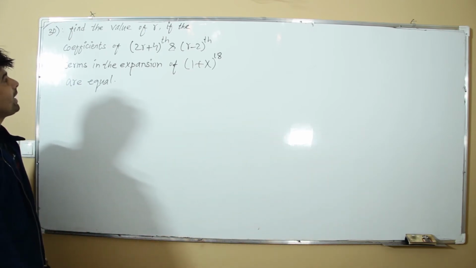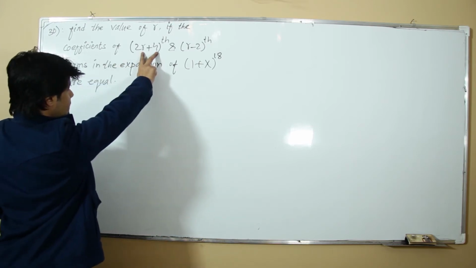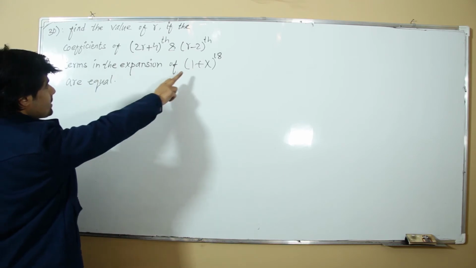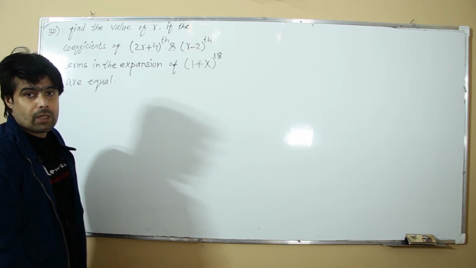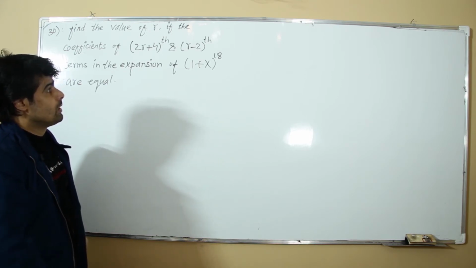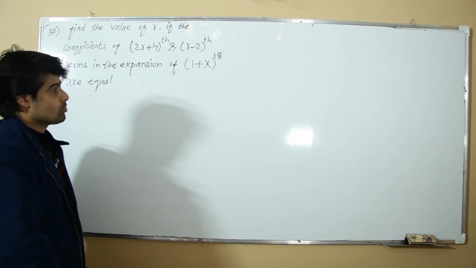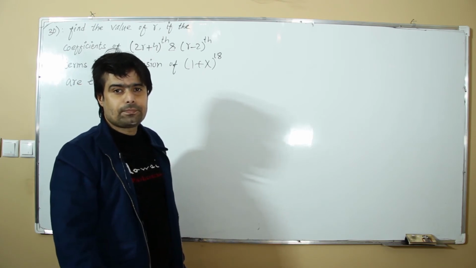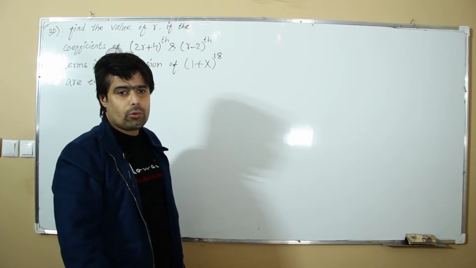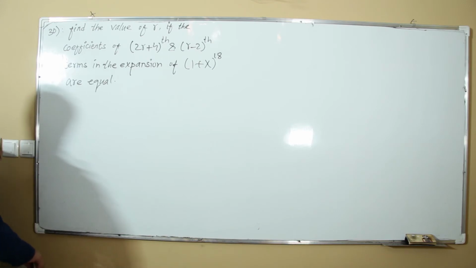Question number 30. Find the value of r if the coefficients of this term with this one in this expansion are equal. Right? How can you solve? It's a little tricky question. Please pause the video and go on to find the solution. Have you found? Not found. Yes or no? Okay, listen. How can you find?